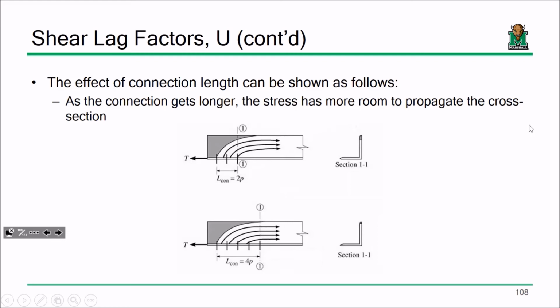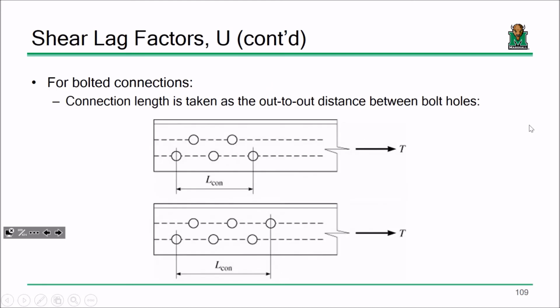Make sense? Okay. Now, if you've got a staggered connection, again, exterior bolt to exterior bolt, so just literally the bolt that is all the way over here to the bolt that's all the way over there. However far that distance is, that's your connection length. Sound good?